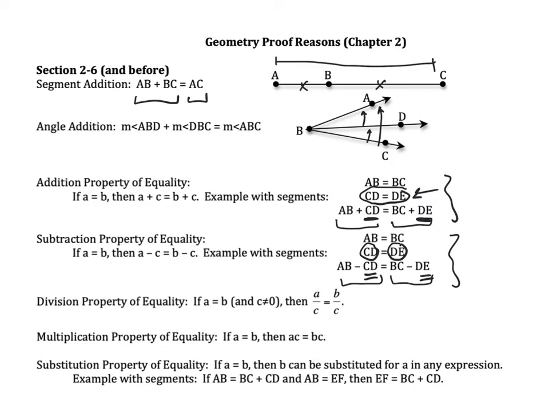Division property of equality, that's when I divide both sides by the same number. Multiplication property of equality, that's when I multiply both sides of the equation by the same number.